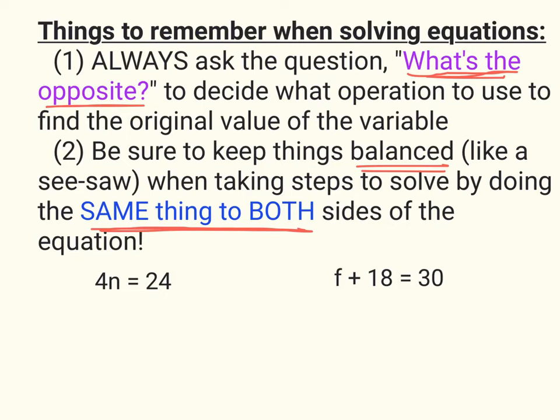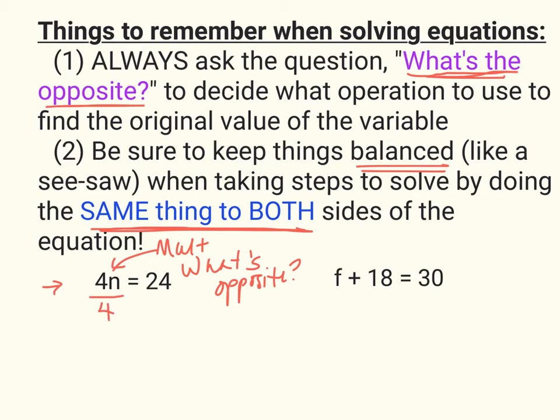Okay, so here we are. I'm starting with this one right here: 4n equals 24. When a number is next to a variable, that means multiplication. So that's what it is right now. And we ask, what's the opposite? Always, what's the opposite? It's always the question. So what is the opposite of multiplication? You should know that it's division. Multiplying by 4, so I divide by 4.